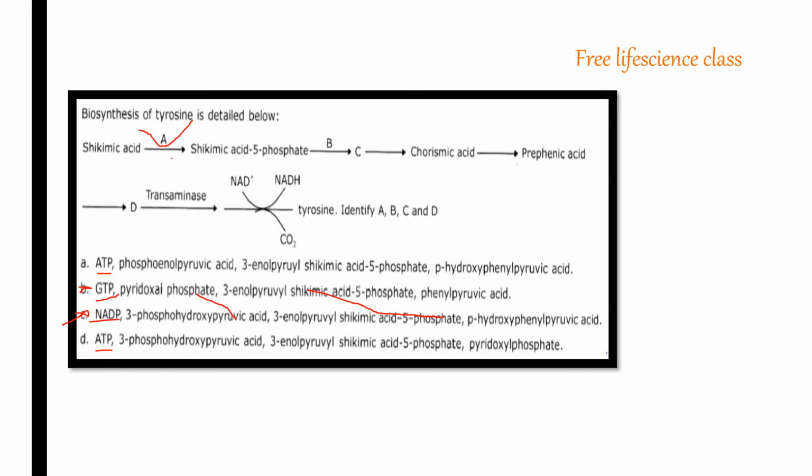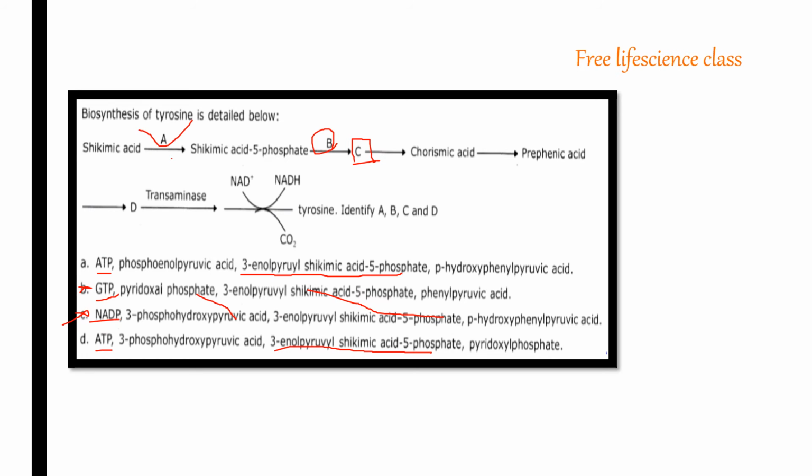The next step, shikimic acid 5-phosphate 2 dash. Before you find B, you have to find C. Which is the step after shikimic acid 5-phosphate and before chorismic acid is formed? This is a crucial step. Look for the third one. Here it is given and here it is given the same. So you got C, 3-enol pyruvyl shikimic acid 5-phosphate, EPSP.